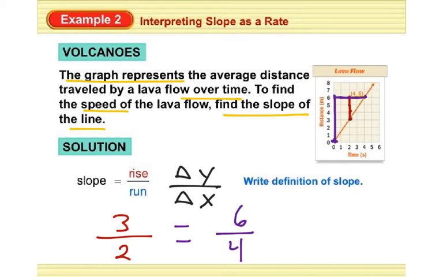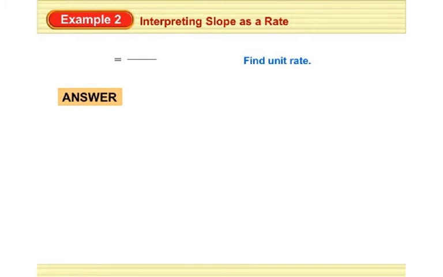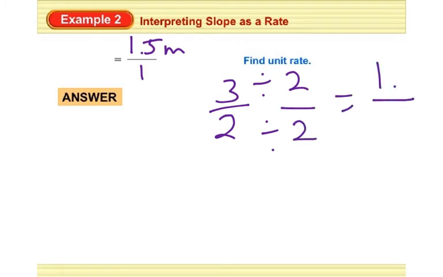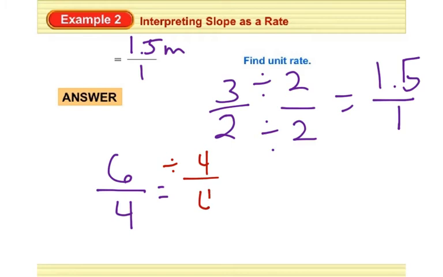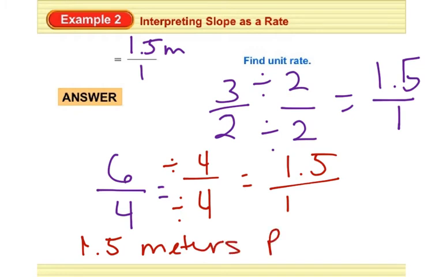So we need to find the slope of the line. In this case, we need to find the unit rate, because we have to find the meters per second. So we can just divide, which would give us 1.5 meters per second. And of course, we would get that by dividing 3/2 by 2 to get a total over 1. And that would have worked as well with 6/4. We would, of course, just divide both sides by 4, and it would have given us the same, 1.5 over 1. So the speed of the lava flow is 1 5/10 meters per second.